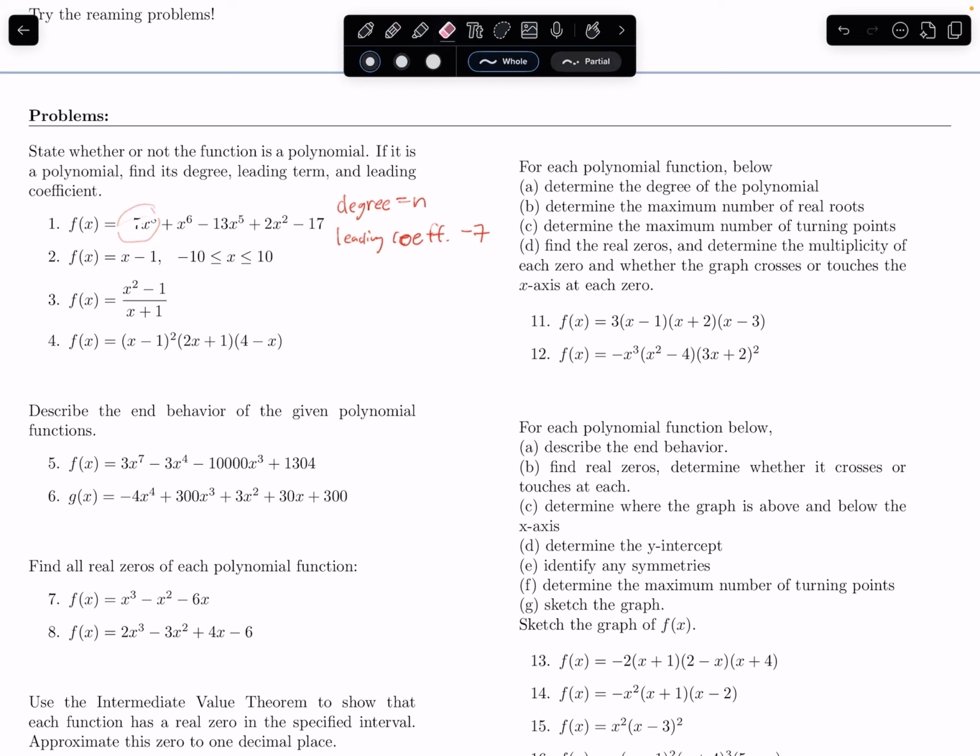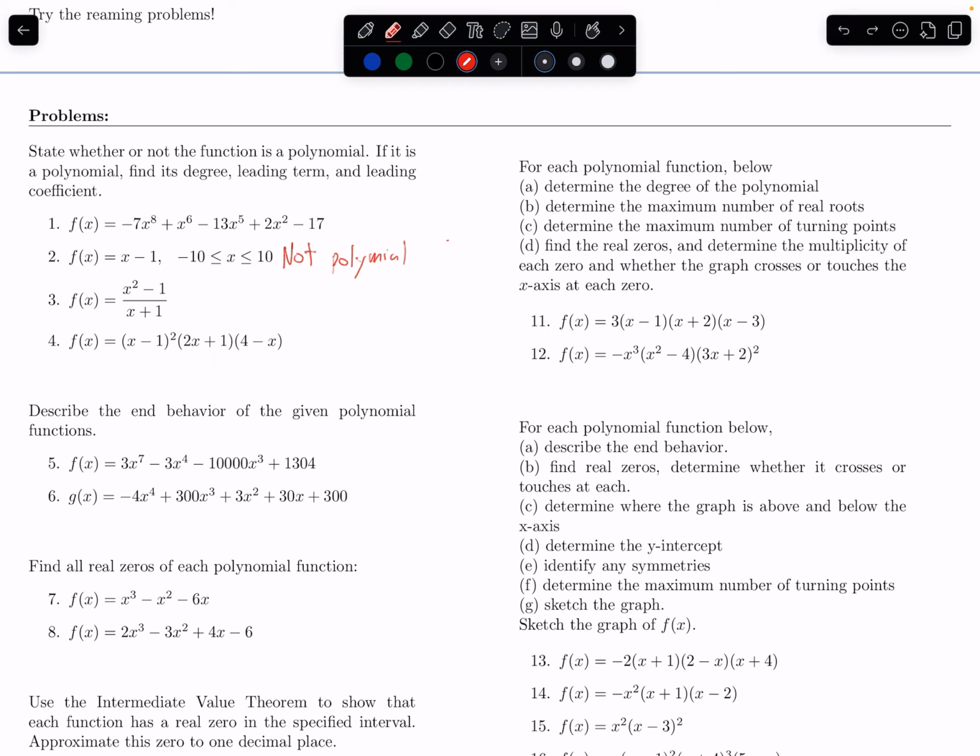Okay, number two. F of x is x minus 1, where x is between -10 and +10. So this one, x minus 1 by itself, that is a polynomial. It satisfies the definition, it satisfies the form. But you have this restriction on what x could be, which disqualifies it from being a polynomial. So that means no, it's not a polynomial function. Because of this restriction, x should be allowed to be anything.